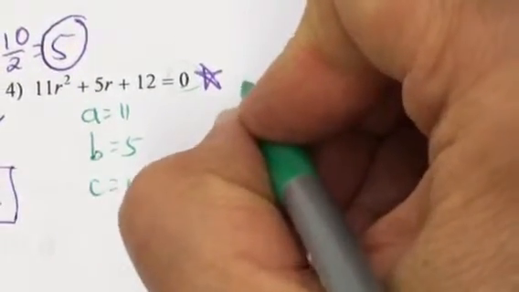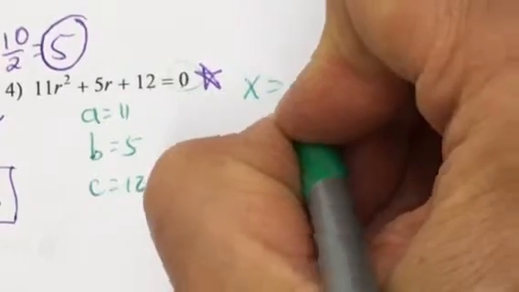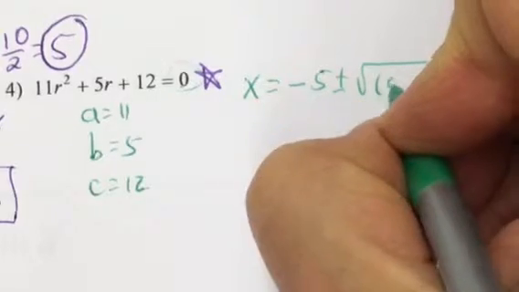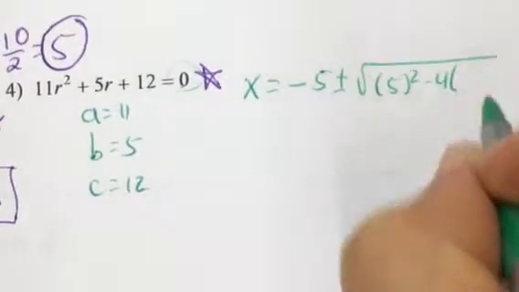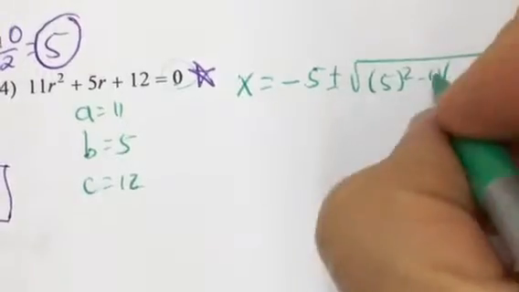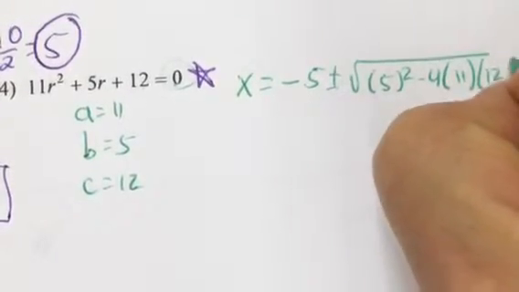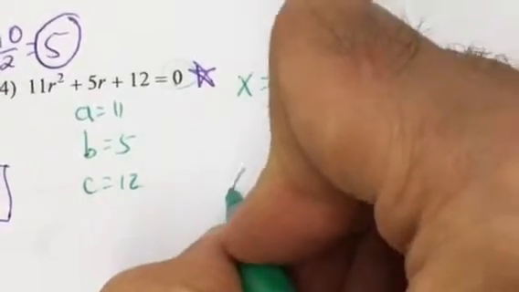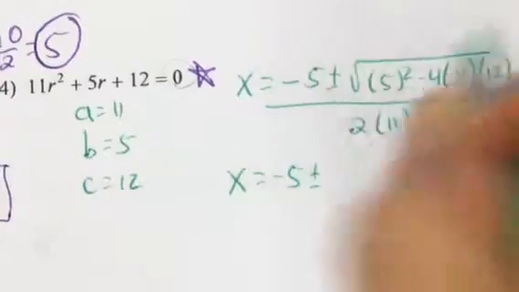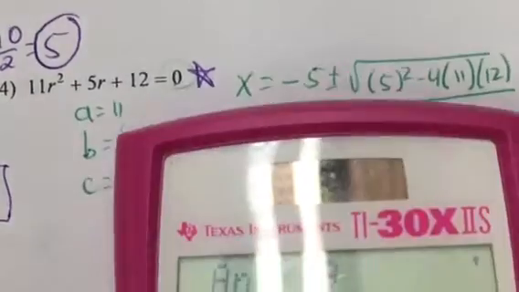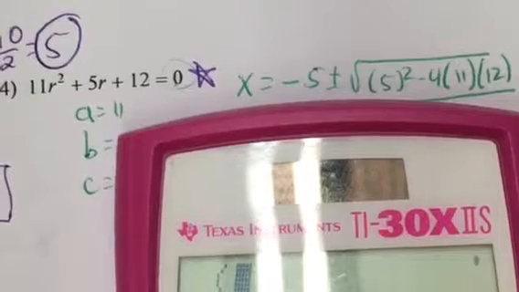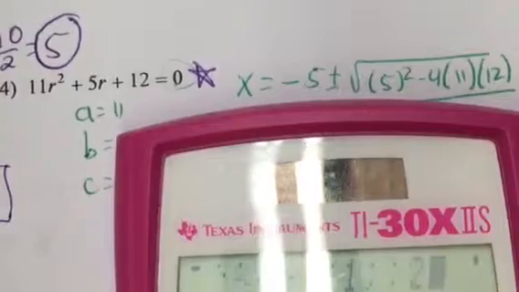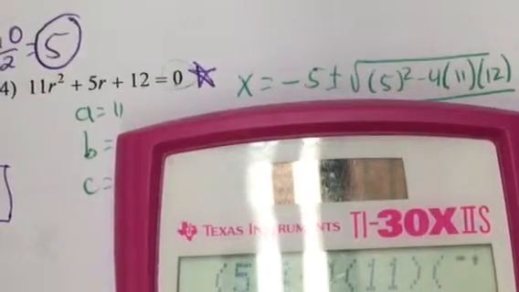So what I'm going to say is x equals the opposite of b plus or minus the square root of b squared minus 4ac all over 2a. So now I'm going to do the discriminant again. Start with that. 5 squared minus 4, 11, 12. Negative 503.